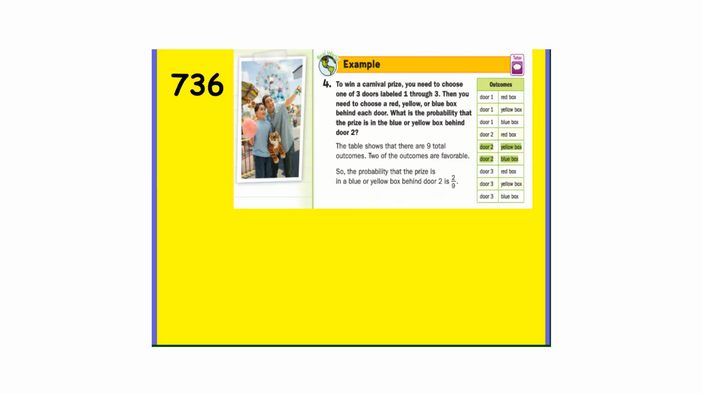Number 4, to win a carnival prize, you need to choose one of 3 doors labeled 1, 2, or 3, and then you need to choose red, yellow, or blue box behind each door. What's the probability that the prize is blue or yellow behind door 2? So here's door 2, blues or yellows. There's 2 of them, 1 here and 1 here. And how many different outcomes are there? 9. So 2 out of 9 is the probability.